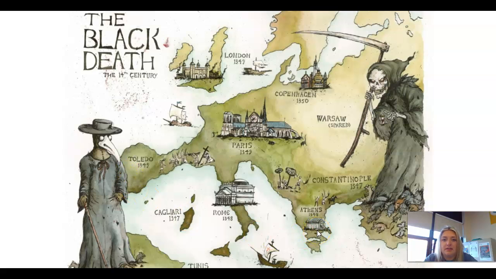Now, some places were spared. Warsaw, for example, that's in Poland today, was spared, and that's probably because it wasn't as greatly populated, so the plague didn't really go there. It was concentrated more in these really big, bustling cities. And then we have our Black Death doctor, and this would be the outfit that a doctor would wear if they visited your house when you were sick. So creepy, huh? But that's what they wore, and I can explain more of that.